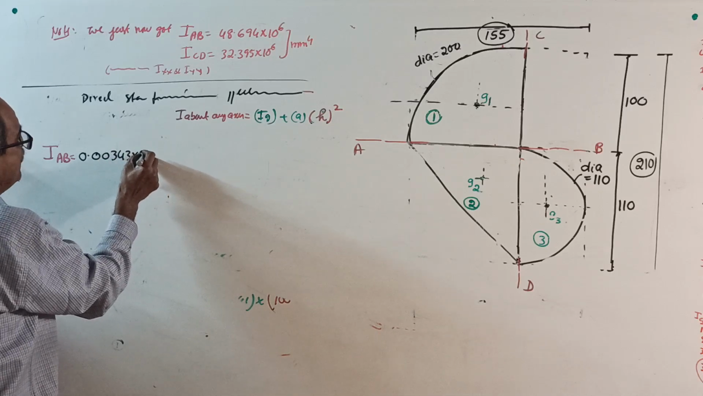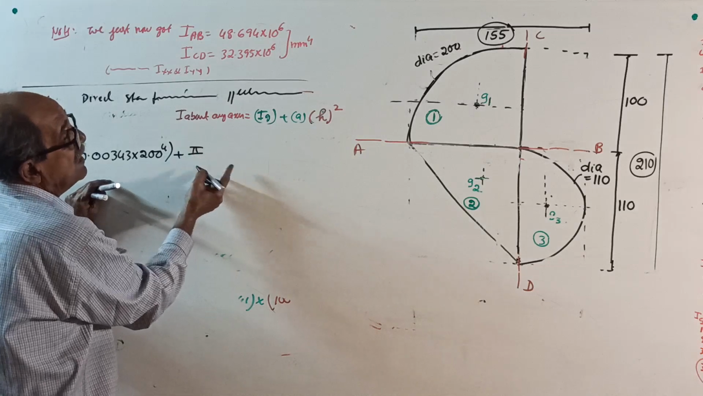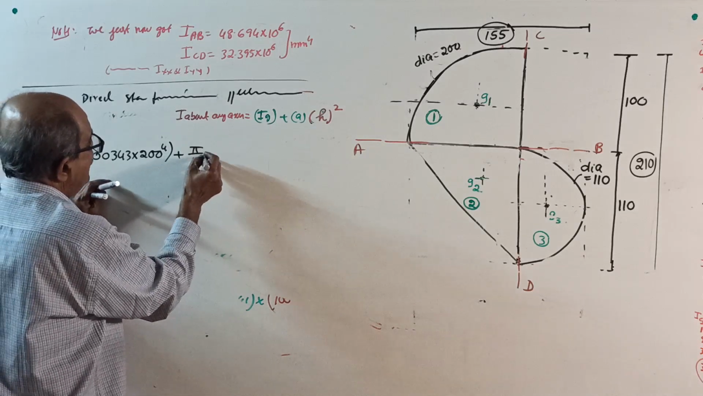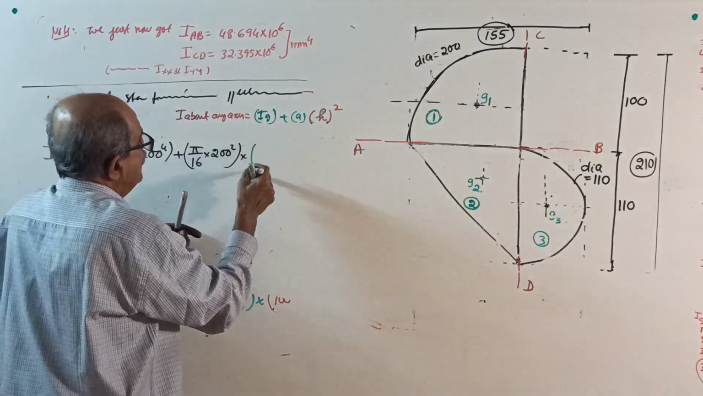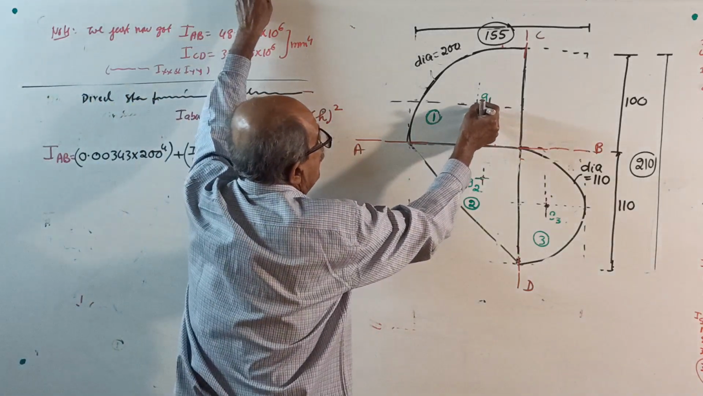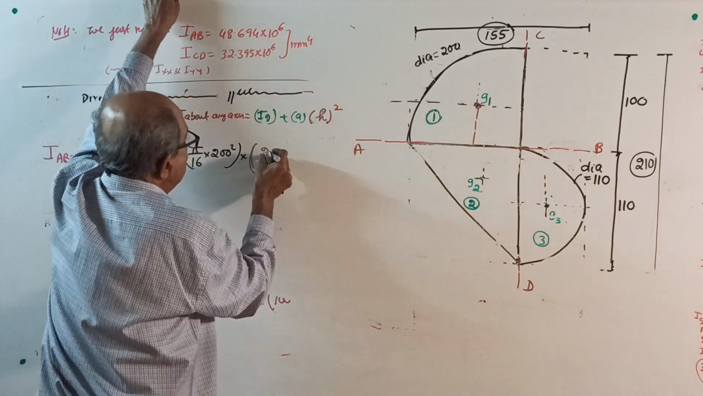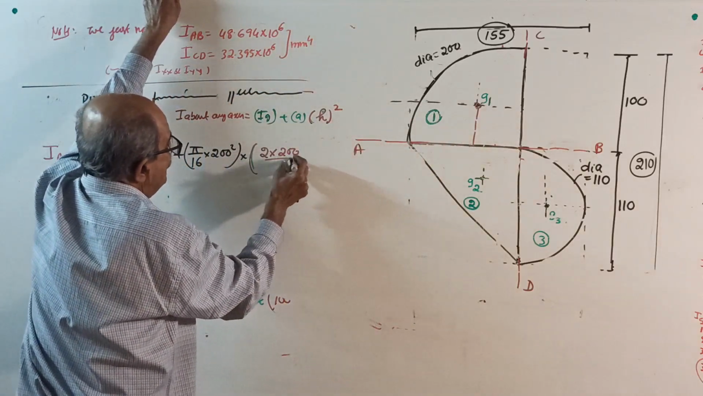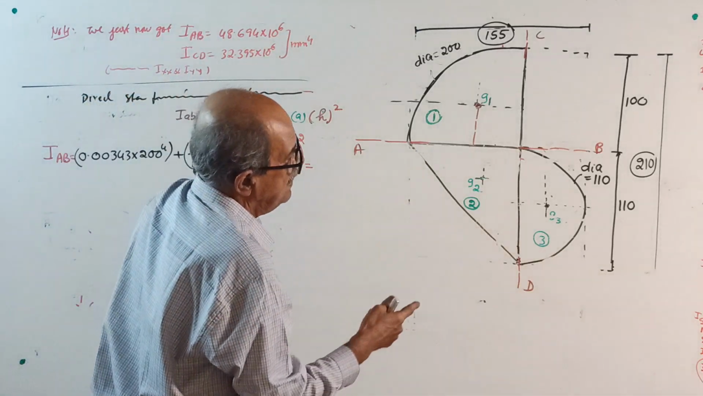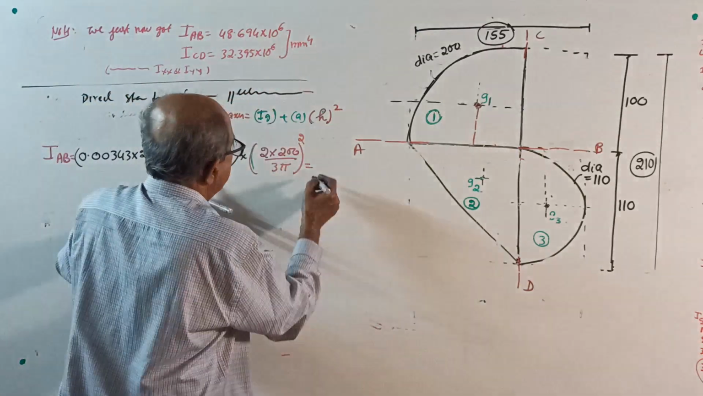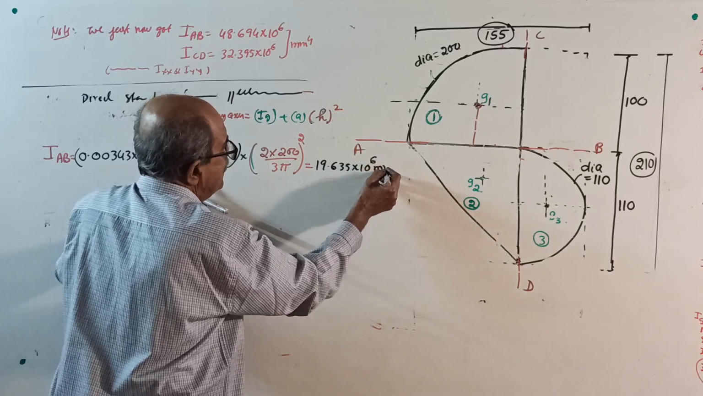0.00343 into diameter, 200 power 4, is IG, plus pi by 16 area into 200 square is the area, into, see, from centroid to required axis, this distance square is directly 2 times diameter 200 divided by 3 times pi, whole square. I already calculated that one somewhere there. 19.635. 19.635 to save the time. 10 to the power 6 millimeter power 4.